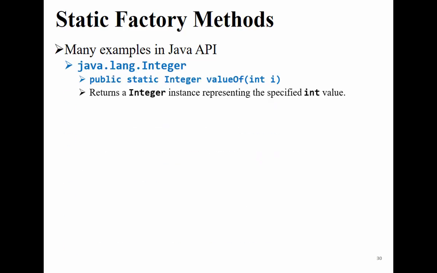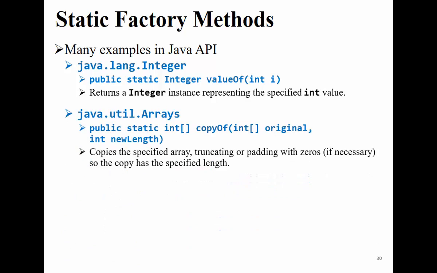So there are a lot of static factory methods we come across without noticing. Like on the Math, Long, Integer classes, we have public static Integer valueOf, and you give an int value and it will return what? An Integer as a type. And also we have Arrays.copyOf, which you can use to copy an array.